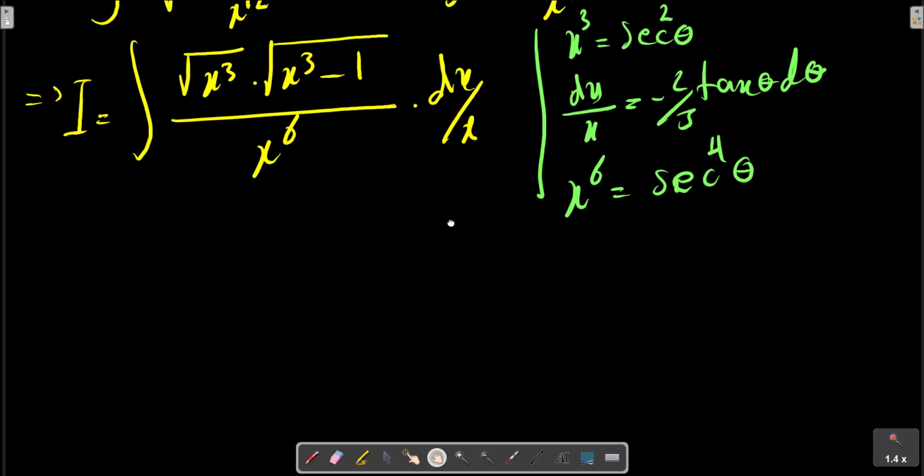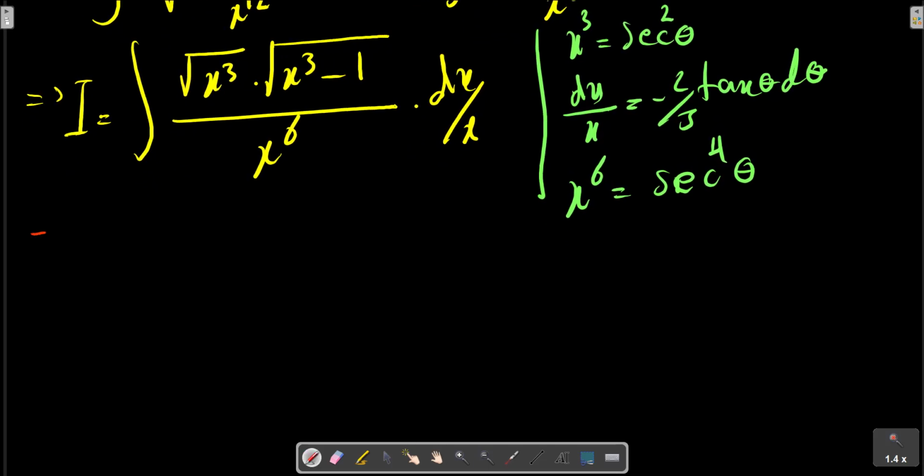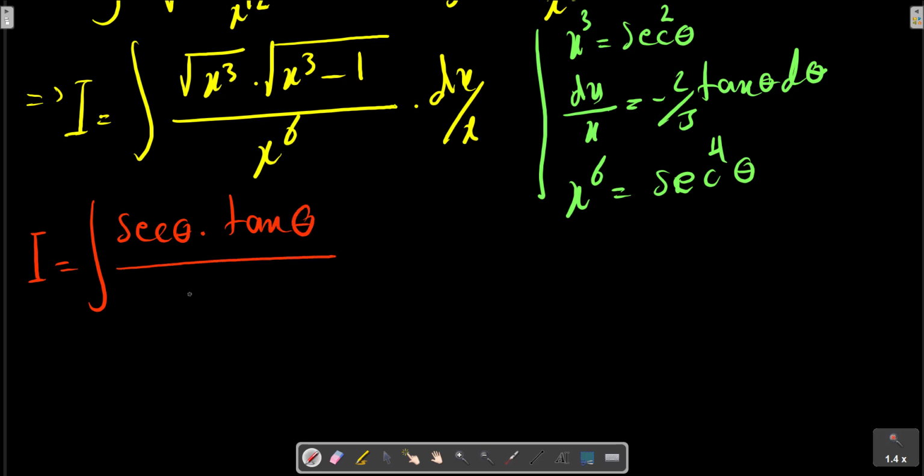Substitution to this integral, we can obtain: secant θ, x³ radical x³ minus 1, secant²θ minus 1 equals tangent²θ. Tangent² is square, radical tangent²θ, tangent θ secant⁴θ multiply 2 on 3 tangent θ dθ.